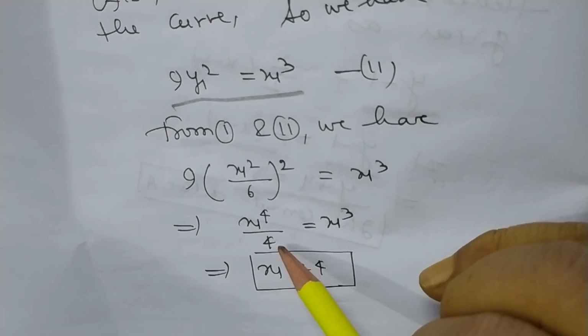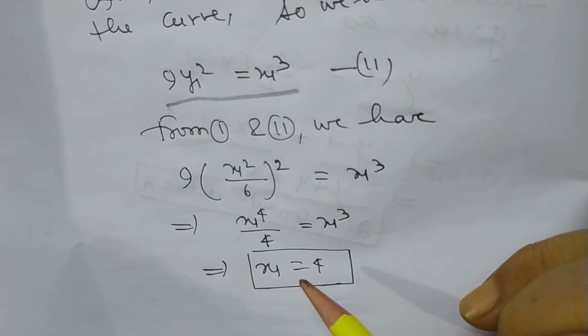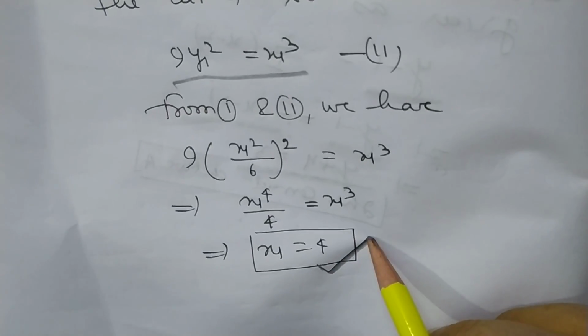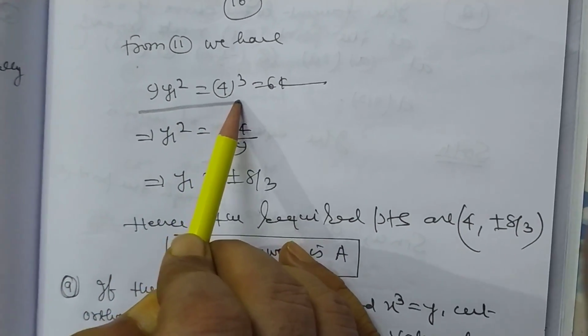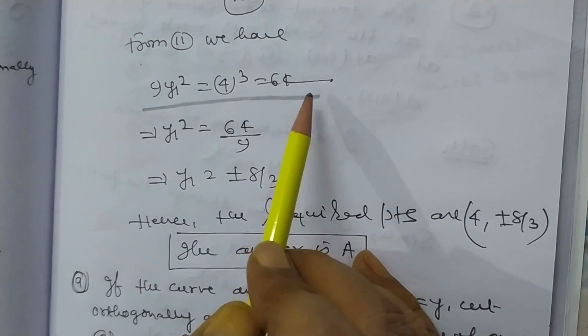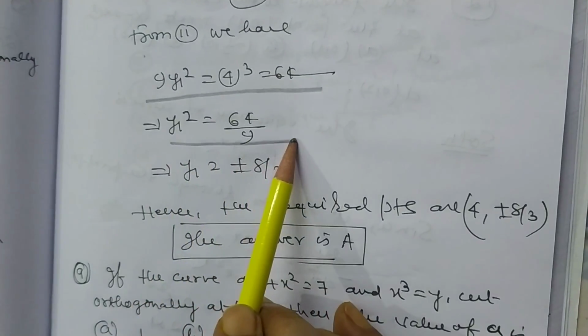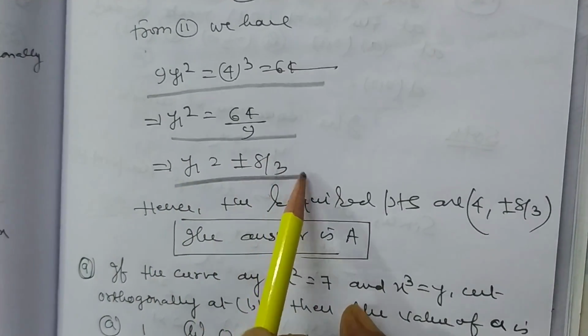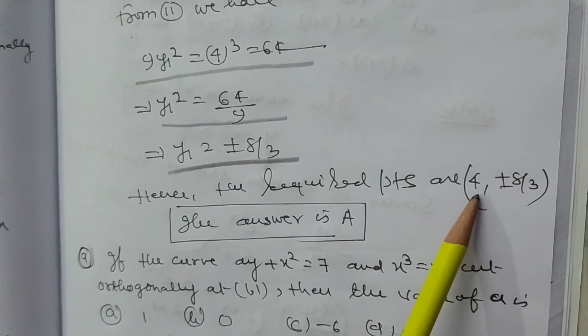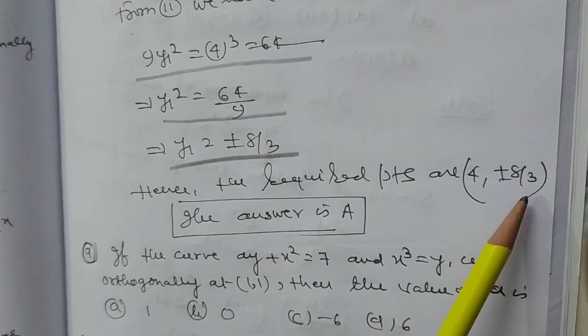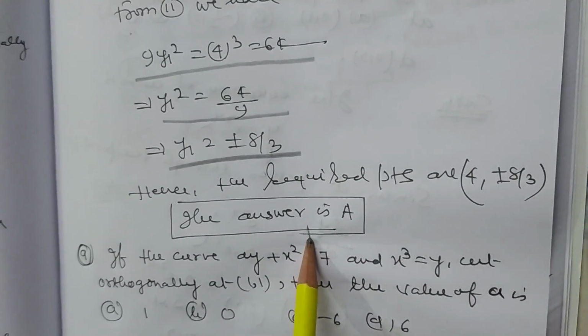That is x1 to the power 4 by 4 is equal to x1 cube. So x1 is equal to 4. So my dear student, from the second we have 9y square is equal to y1 square is equal to 4 cube, that is 64. So y1 square is equal to 64 by 9. So y1 is equal to plus minus 8 by 3. Hence the required points are 4 comma plus minus 8 by 3. The answer A is correct.